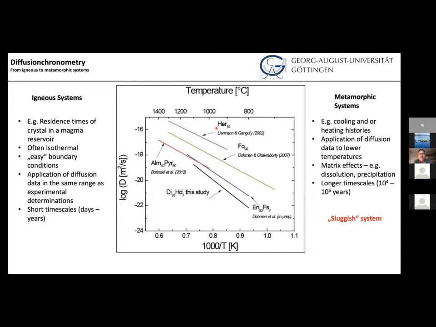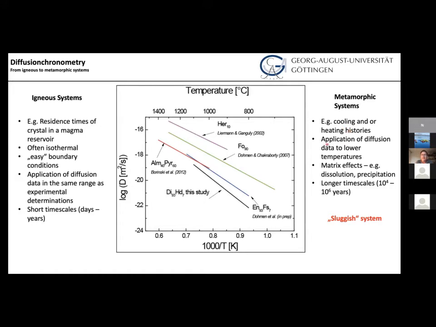Your boundary conditions can be simplified in that you can assume constant composition, for example, or controlled composition at the boundary. And you often deal with isothermal problems, which makes the numerical modeling quite straightforward, and you have relatively short timescales to model. If you go into metamorphic systems, in contrast, you actually have to deal with heating or cooling because you go along the PT path and you may have to take into account the pressure effect.